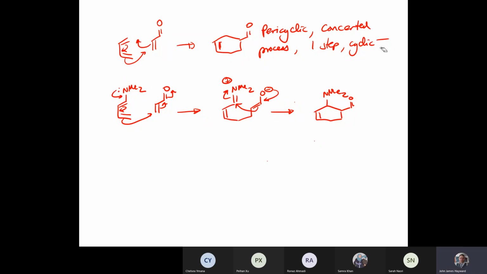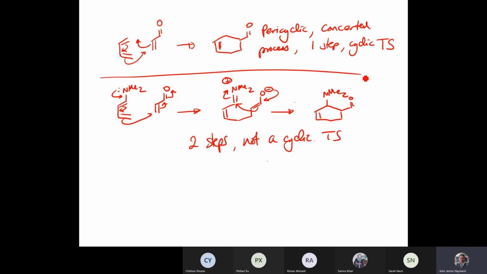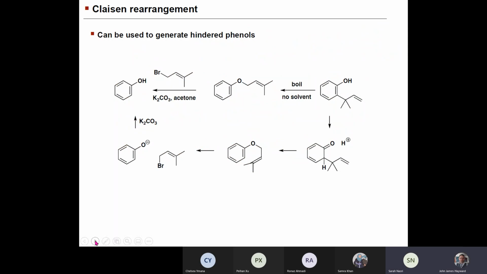Nope. This is 2 steps, not a cyclic TS. So it is not a pericyclic. Make sense? Yes, thank you for the clarification. Okay, my pleasure.